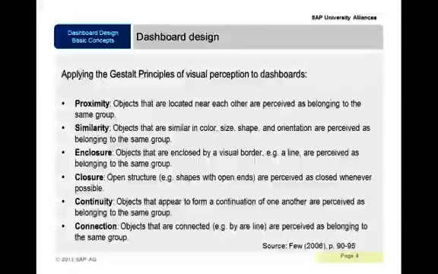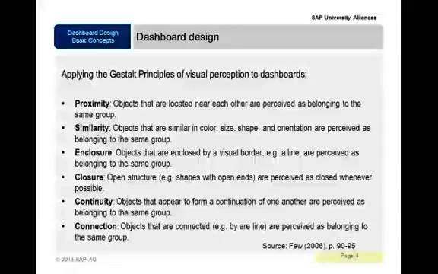First is that, again, Stephen Few suggested in his book from 2006, applying the Gestalt principles to visual design of dashboards. Basically, this is a school of psychology, and from their study, they have proposed several principles that we can apply when we design any systems, including dashboards.